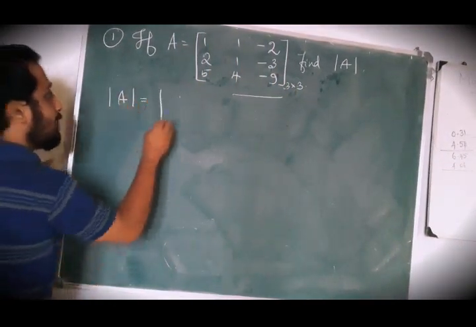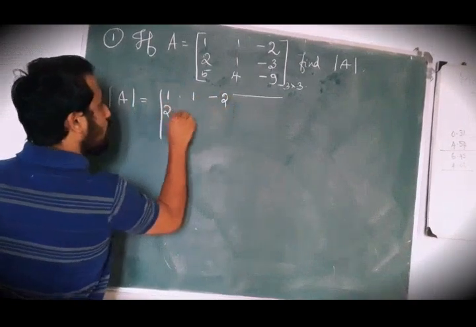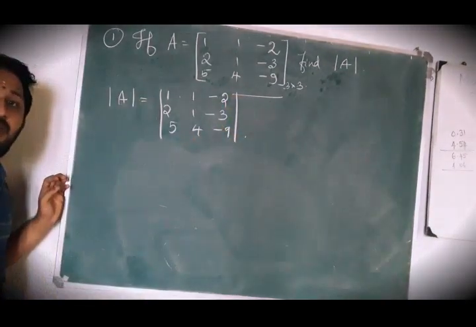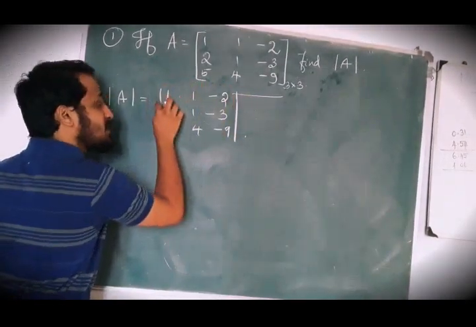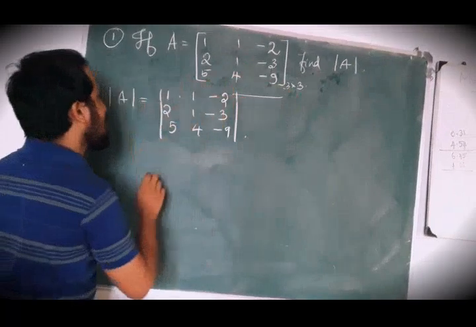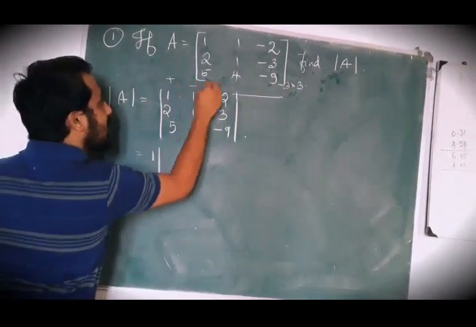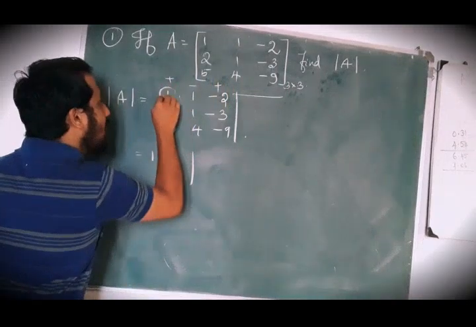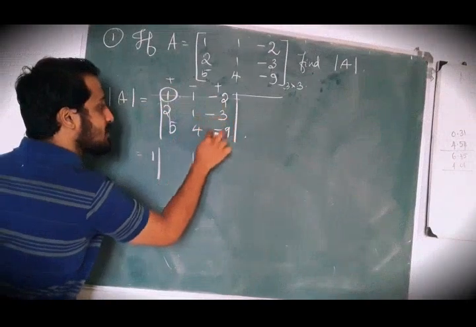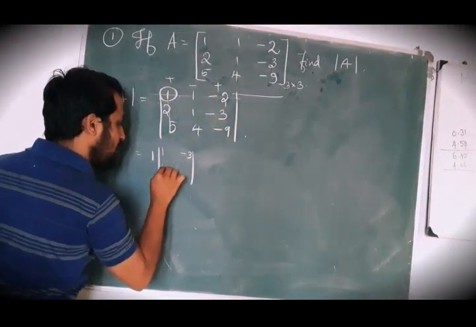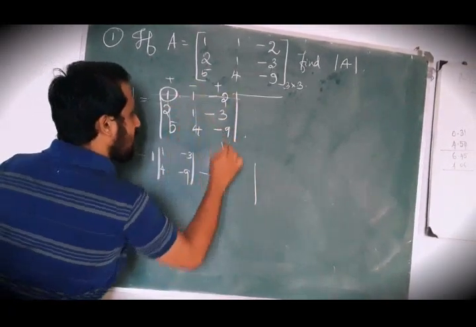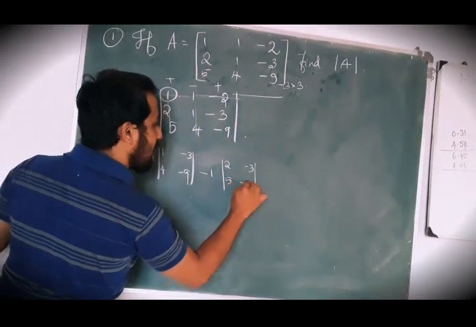Determinant A is equal to determinant of 1, 1, minus 2; 2, 1, minus 3; 5, 4, minus 9. How to find the determinant of a 3 by 3 matrix? Expanding with respect to the first row, alternating plus and minus. That is, 1 into the determinant: eliminating this row and this column, the remaining elements are 1, minus 3, 4, minus 9. Minus 1 into the determinant 2, minus 3, 5, minus 9.